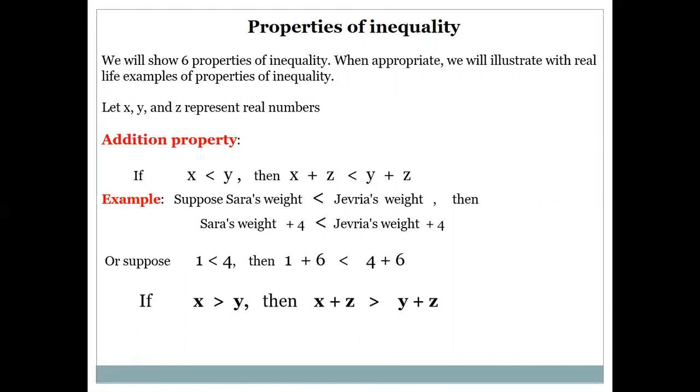The same thing happens with the greater than sign. Suppose x is greater than y, then x plus z is greater than y plus z. Let's see the example. 4 is greater than 2, then 4 plus 5 is greater than 2 plus 5. 4 plus 5 is 9, and 9 is greater than 7. So if x is less than y, then x plus z is less than y plus z.